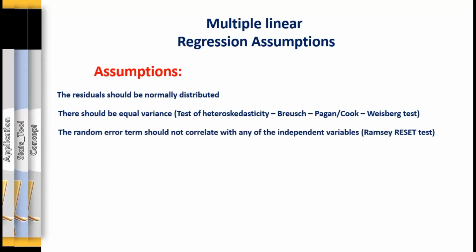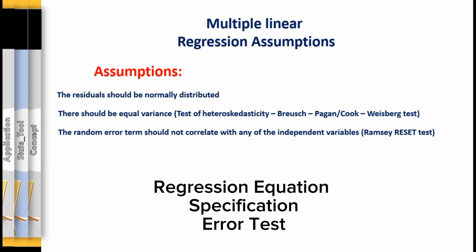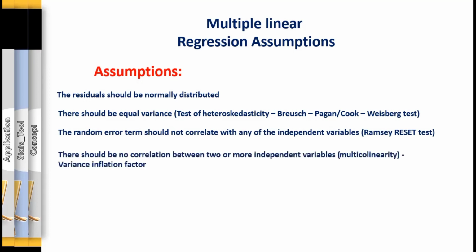The third assumption is that the random error term should not correlate with any of the independent variables. And we can check that using the Ramsey RESET test, where RESET is an acronym which stands for Regression Equation Specification Error Test. And finally, there should be no correlation between 2 or more independent variables, or in other words, there should not be multicollinearity, and we can check that using the variance inflation factor.